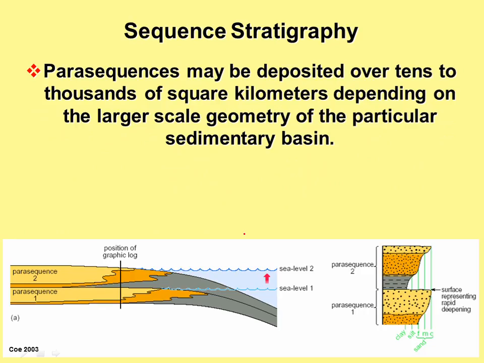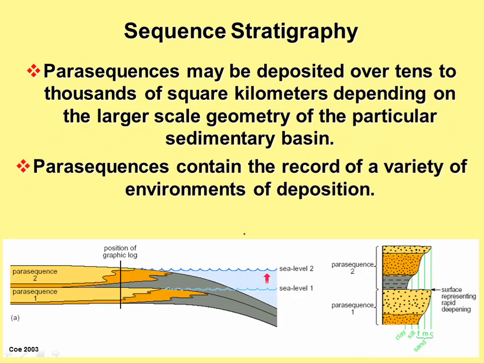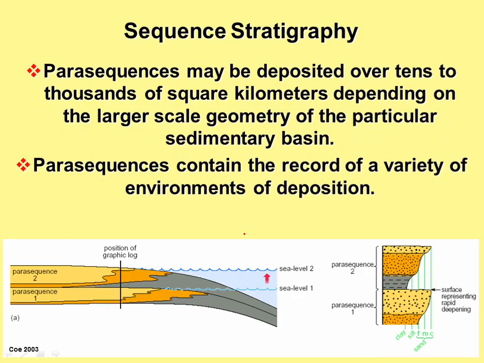Scale is important here, obviously. Parasequences can be deposited over tens to thousands of square kilometers. Obviously, this is in part going to be controlled by the nature and geometry of the sedimentary basin, the geometry in a geographic sense, not necessarily in a cross-section sense. And the other thing to remember, of course, is that parasequences contain a record of a variety of environments of deposition.